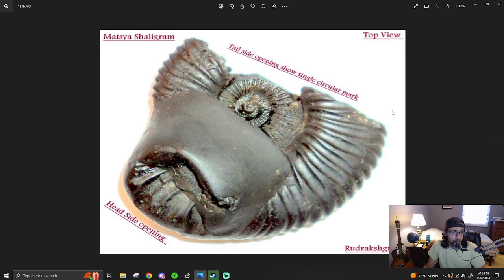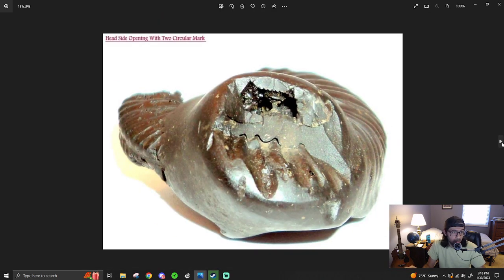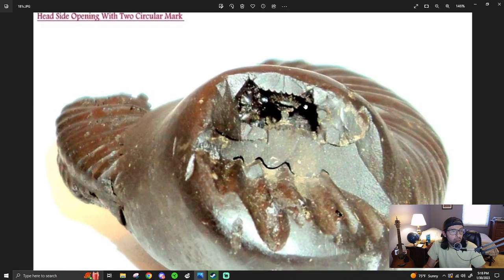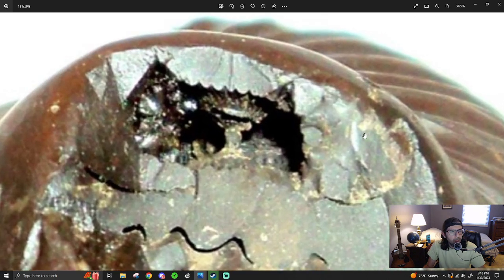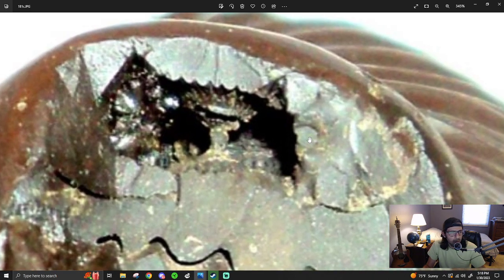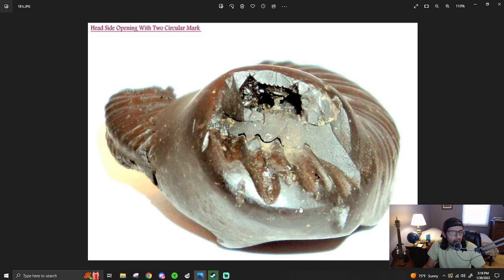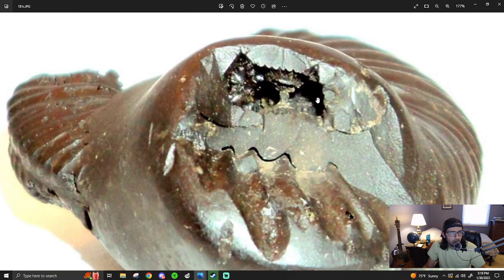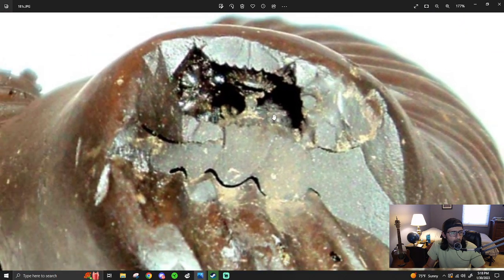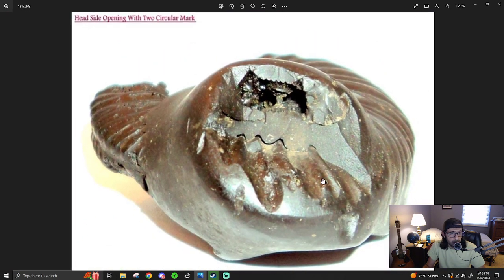Okay, tail side opening. I guess I could just look at the names. Head side opening. Head side opening with two circular marks. Maybe this. And maybe just this as a whole. I don't know. Maybe this too.